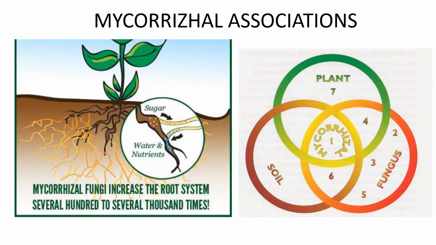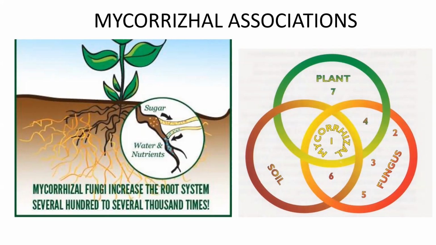Okay, the fungi function as root hairs. So they form a layer over the plant roots, and they function like root hairs. Okay, very fine root hairs that can go deep into the soil and absorb as many nutrients as possible and give it to the plant. Okay, and in addition, the fungi also help to bind the soil particles together. So soil erosion is prevented by the fungi. So when there is an association with mycorrhizal fungi, soil erosion is prevented.